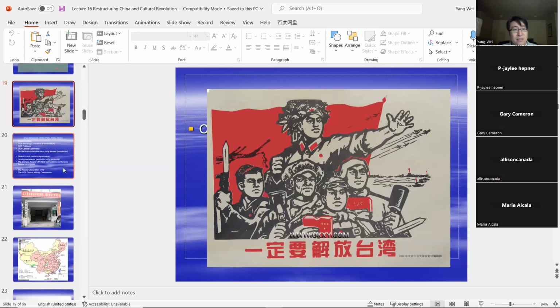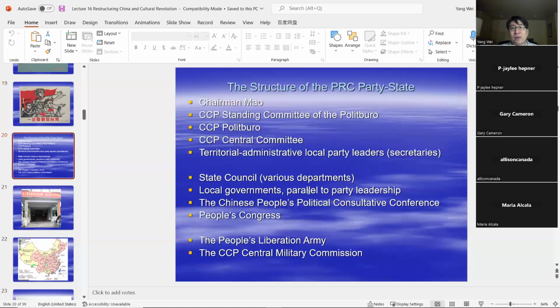Okay, so then let's move on to mainland China. Let's talk about mainland China. Since 1949, the Communist Party started to build a new government in the entire mainland China, following the Soviet Union model, but with some modifications, okay? So the similarity between the PRC and the Soviet Union is the domination of one Communist Party, okay?